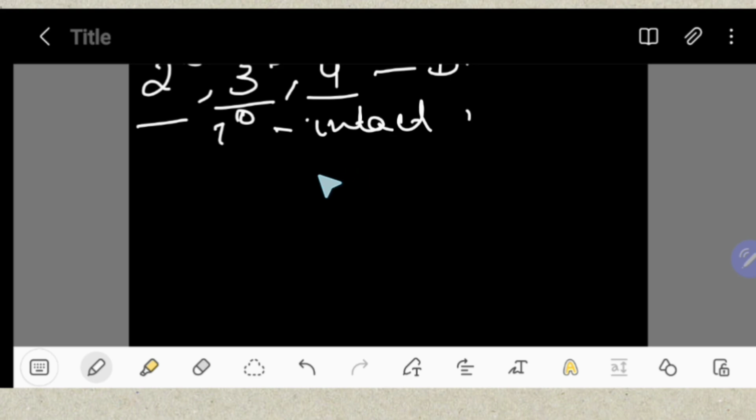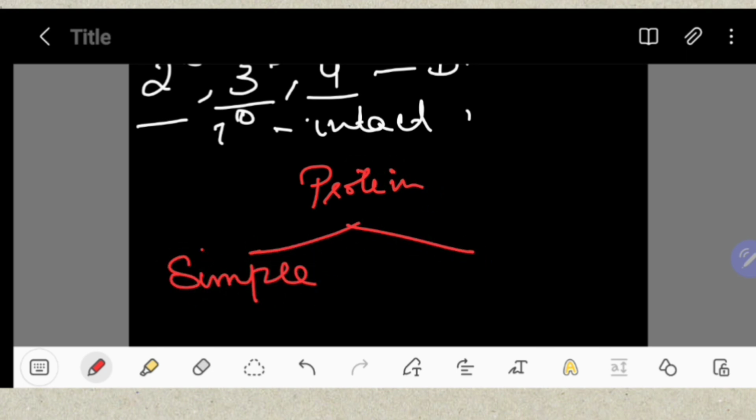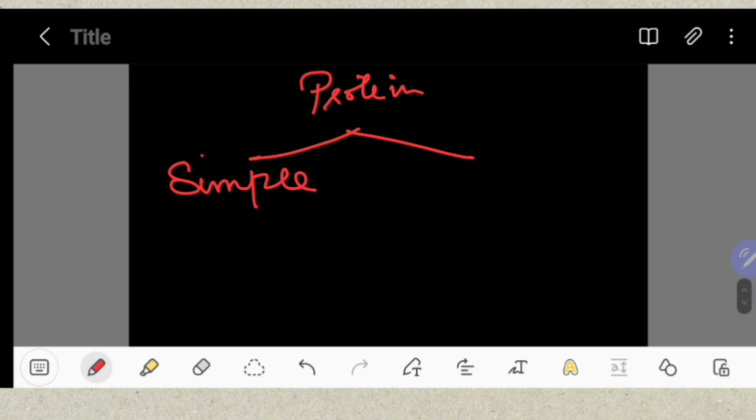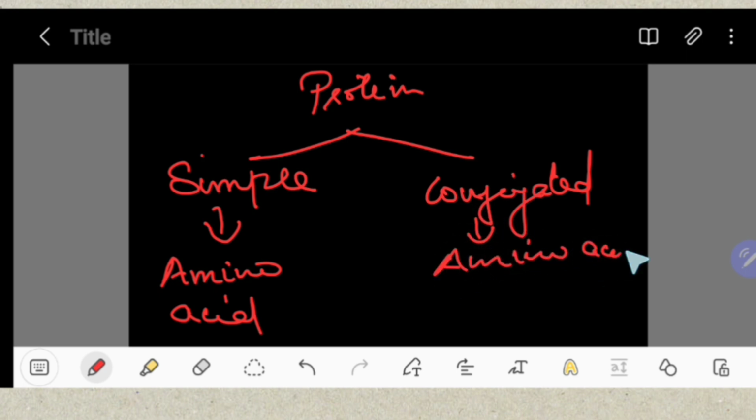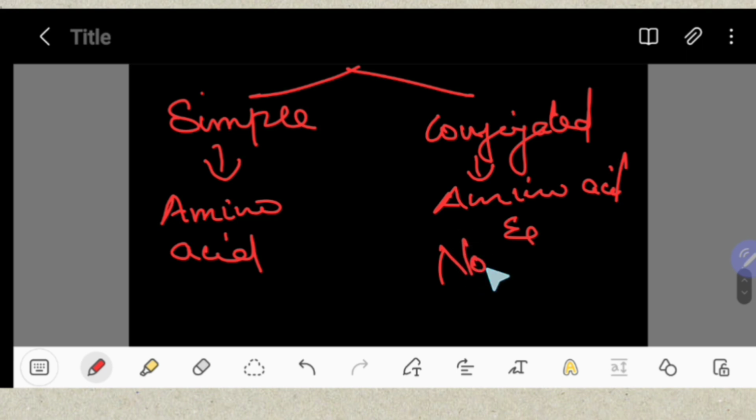But not the same way, there is a difference. Simple means only amino acid, not one type of amino acid. One type of amino acid means homopolymer, but proteins are heteropolymer, 2-3 types of amino acid combined together. Simple protein means only amino acid is constituted in it. And conjugated means mixed, isn't it? Conjugated means amino acid and some non-protein groups are also seen.